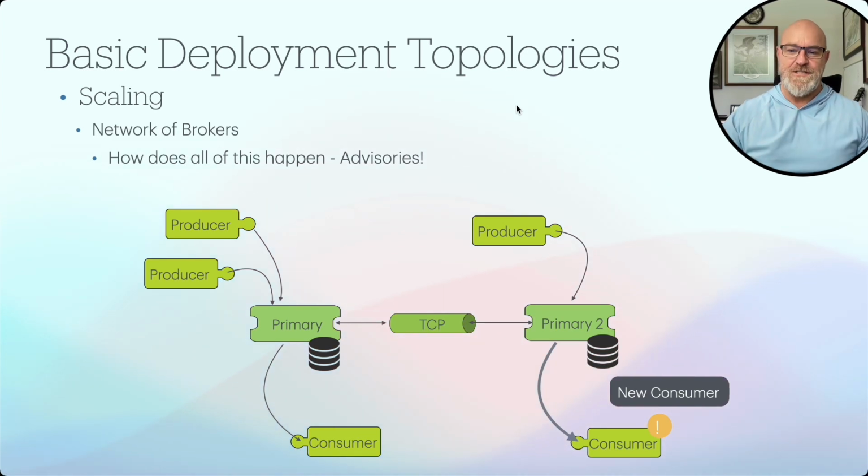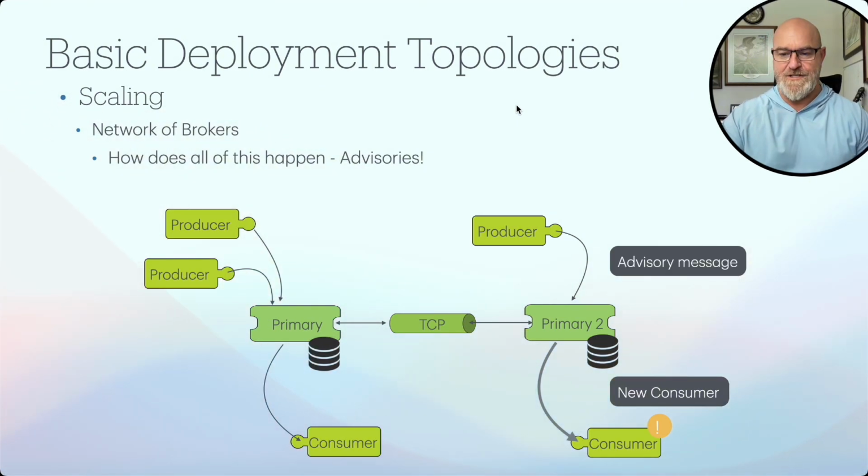So the next question is how does all of this happen, right? How does it know what's going on? Well, what ActiveMQ does is it has the concept of advisory messages. And what those really are just messages across and between the two brokers, or in this case, the two brokers. There could be many more, but that's how it understands what each broker has attached.